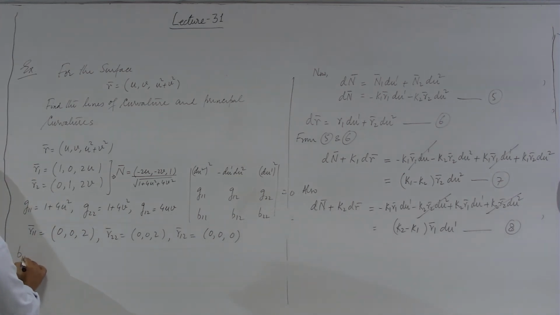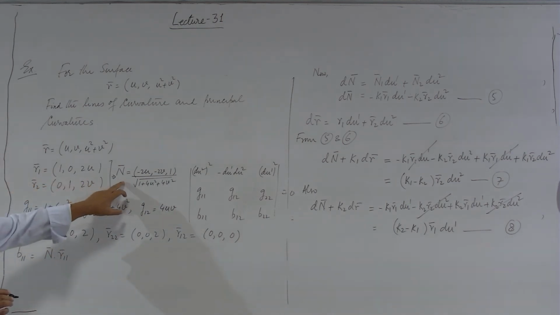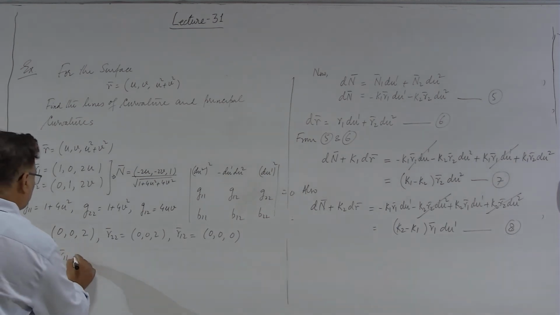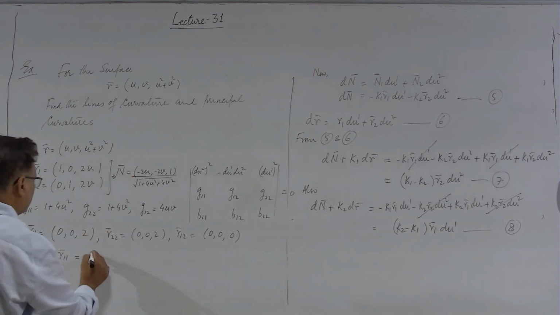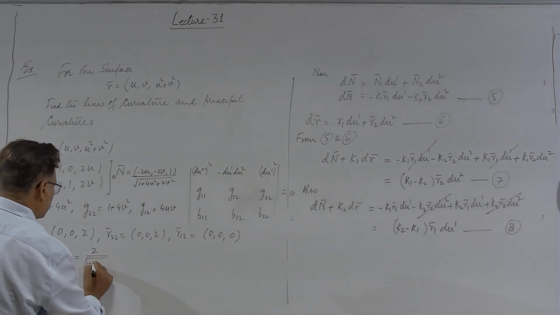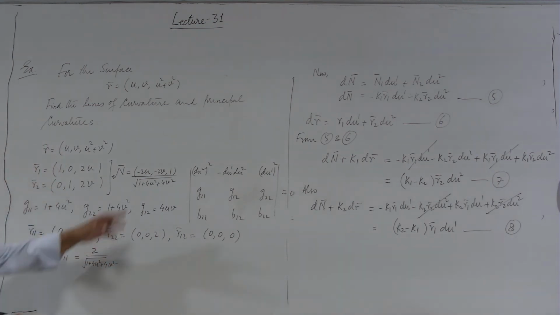So, starting from B11, this is n dot R11. N is here, R11 is here. So, the dot product of these two vectors you can just see it will be 2 upon under root 1 plus 4 u square plus 4 v square. Directly you just see and you get it.